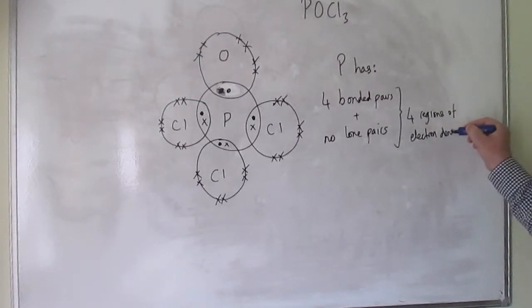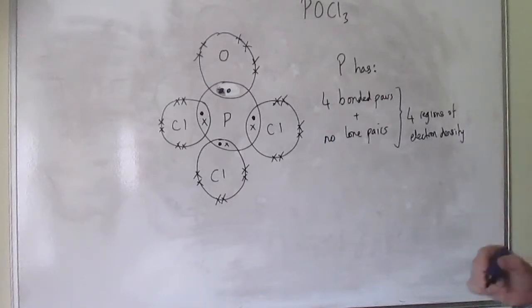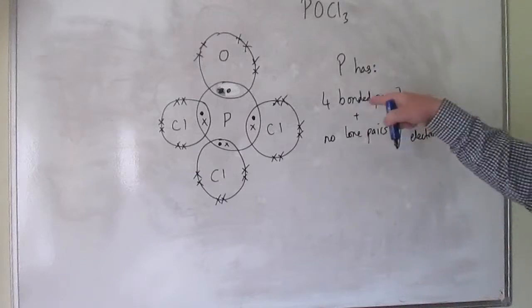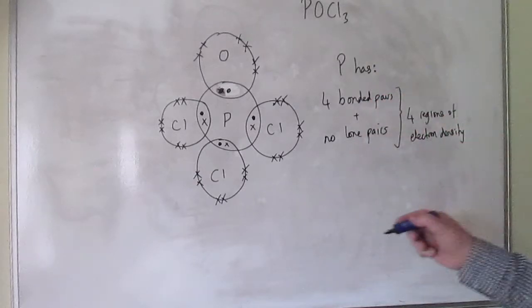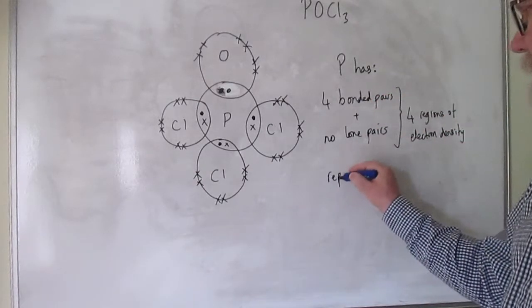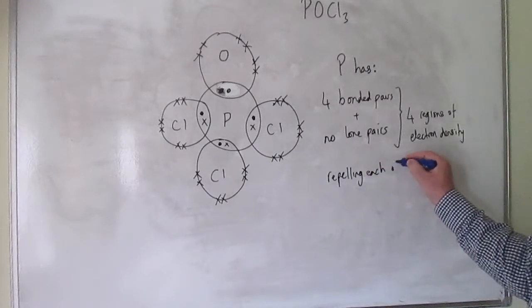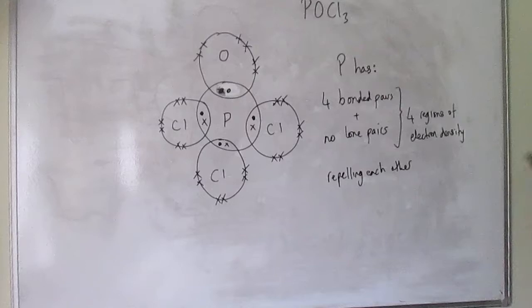And the key thing you must do is spell out that electron pairs repel each other. So you can just say it has 4 bonded pairs, no lone pairs, therefore 4 regions of electron density repelling each other. Because that's the key to the shape. It's not atoms repelling each other. If you say that, you're not going to get the mark.